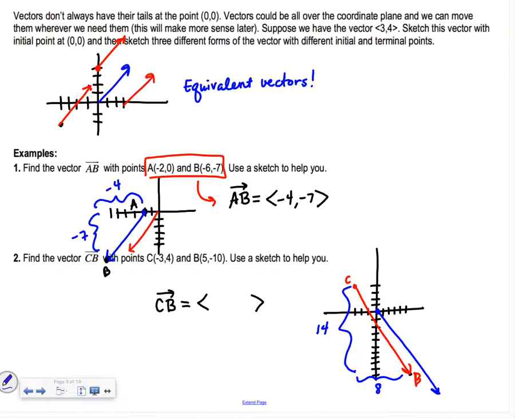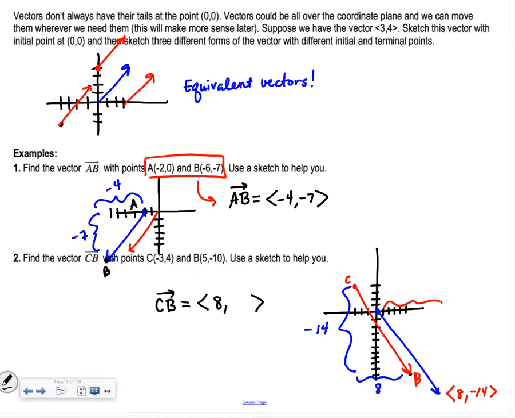I went 8. So if I was doing the same thing with this one, the component form would be 8, comma, 14. -14. Close, because we're going down 14. Maybe I should put a negative there. All right, so it's going to be 8, comma, -14.